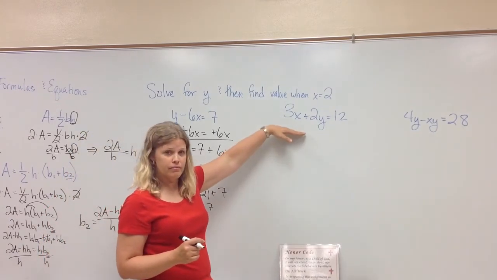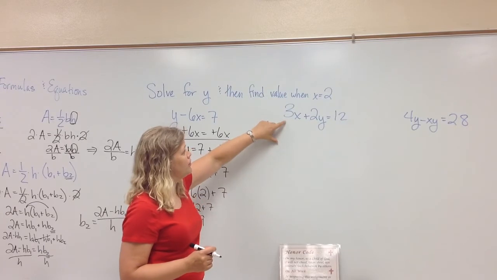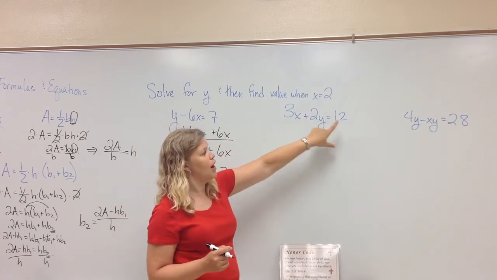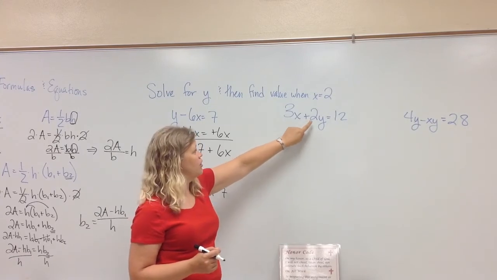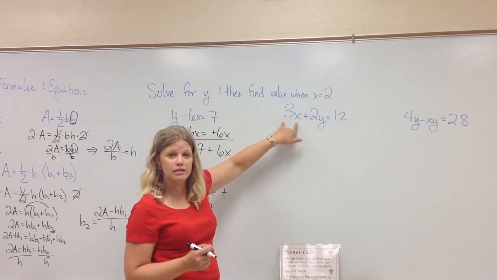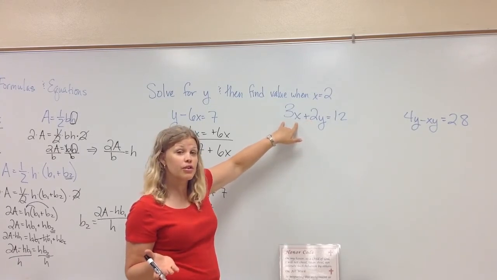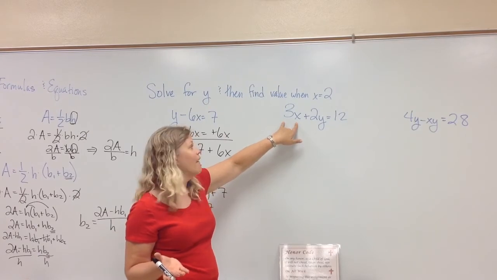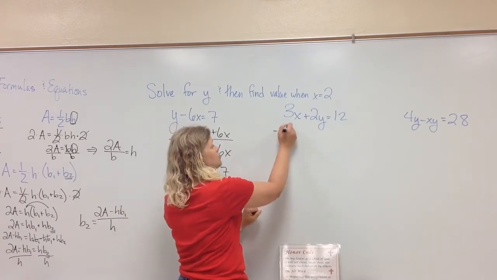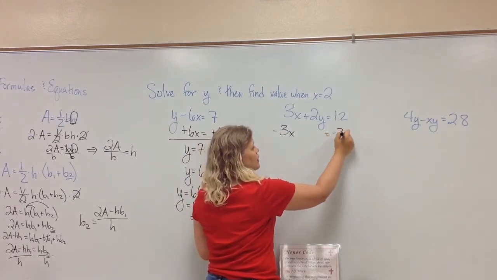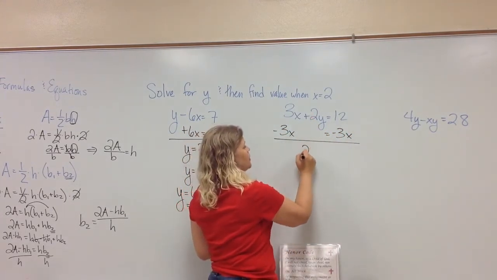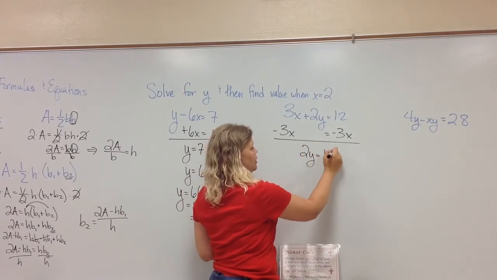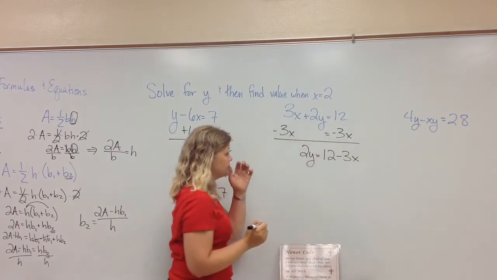Let's try this one. A little more going on here. We've got 3x plus 2y equals 12. You've got to get that y by itself. So there's a 2 with it and a 3x. Do you all know what you're going to get rid of first? Yeah, the 3x, because we are adding it. Remember that opposite of the order of operations? All right, we're left with 2y. We've got 12 minus 3x.